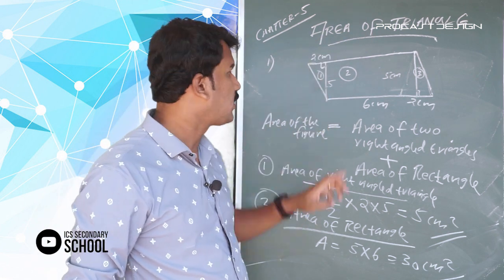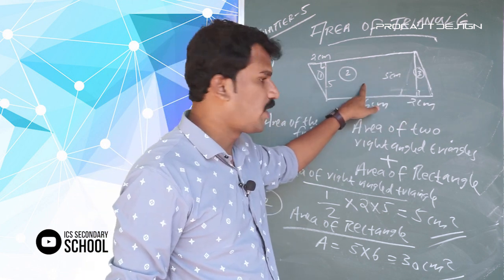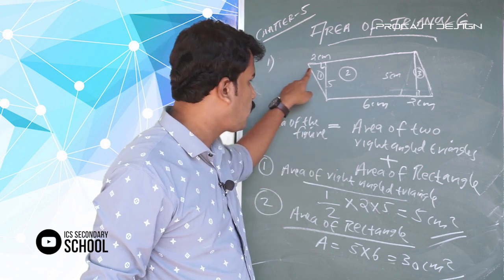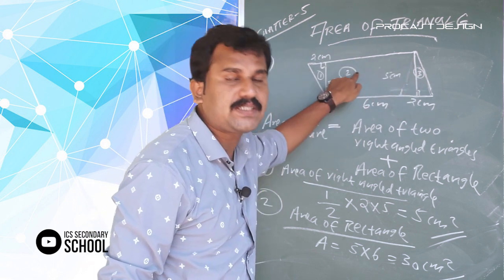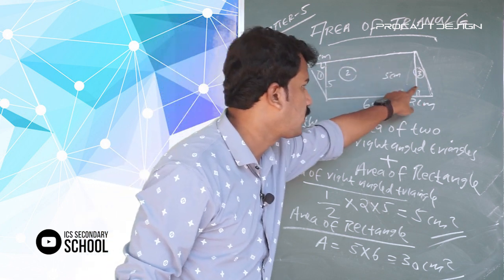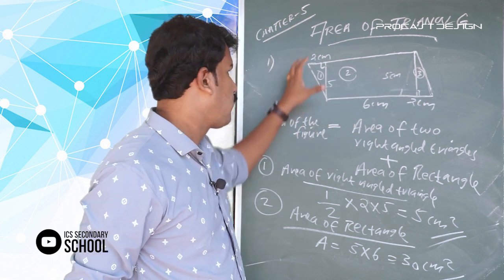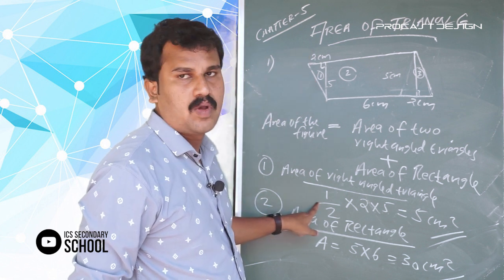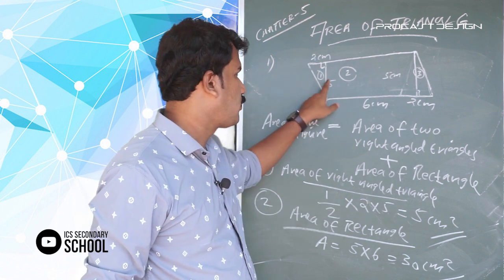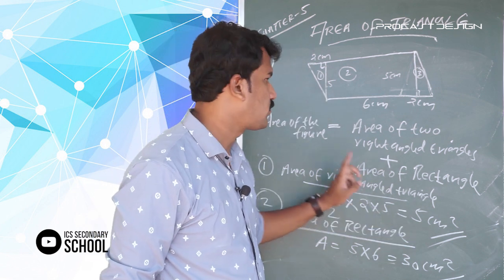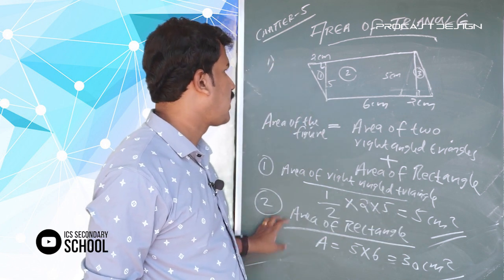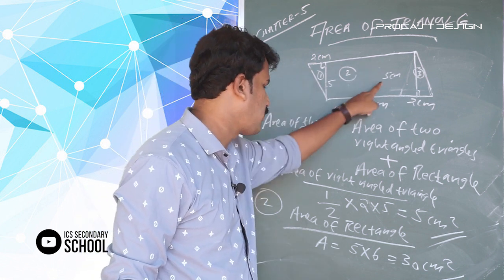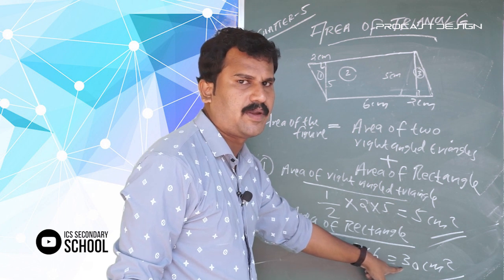Here are three sections, that is two right angle triangles and one rectangle. So the area of the given figure means the area of two right angle triangles plus the area of the rectangle. In the first section, the area of the right angle triangle is half into the product of the sides, half into 2 into 5, that is equal to 5 centimeter square. Then the second section, the area of the rectangle, is length into width, that is 5 into 6, that is equal to 30 centimeter square.